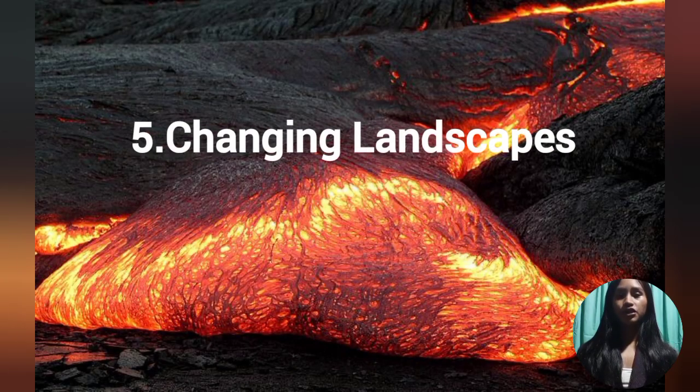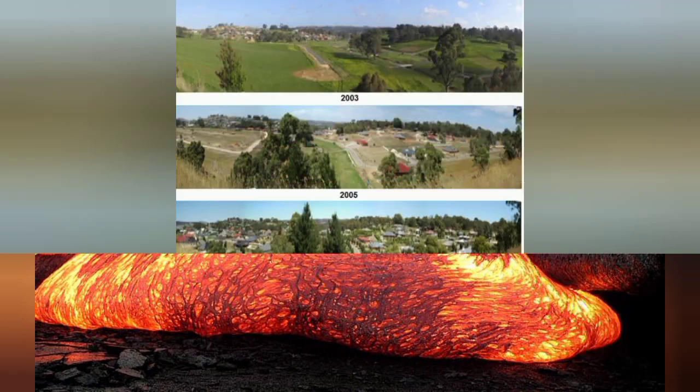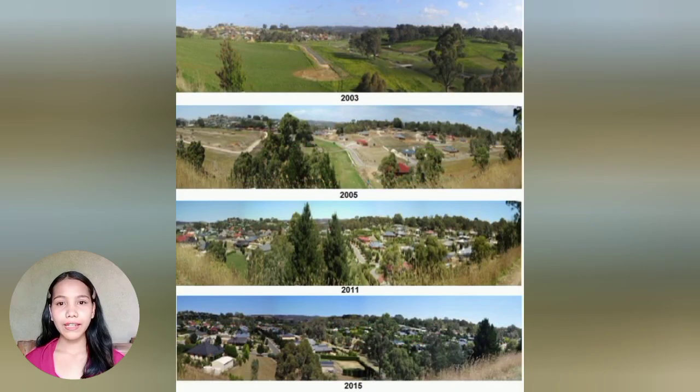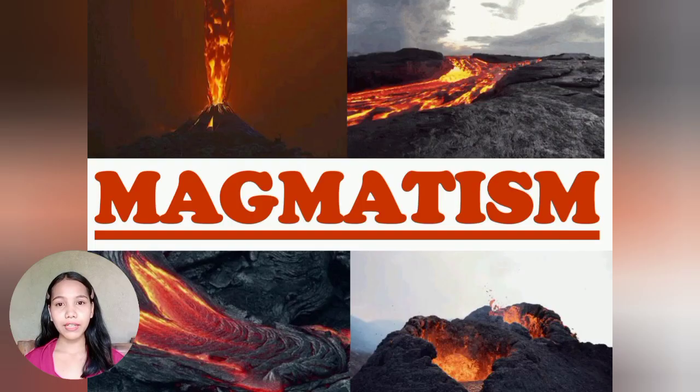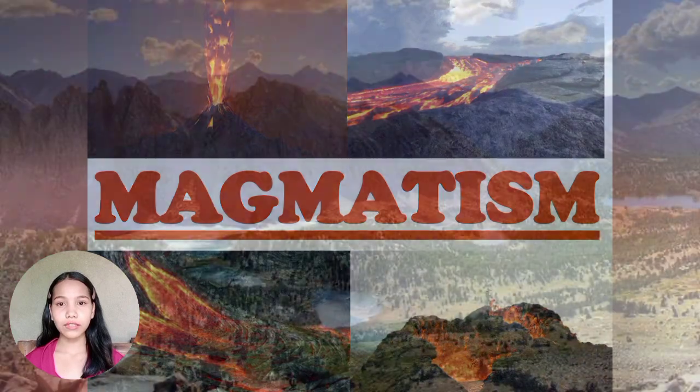And number 5. Changing landscape. Magmatism can dramatically alter landscapes. Volcanic eruptions can create new landforms, such as cinder cones and lava domes, while the intrusion of magma can lead to the formation of features like batholiths and sills. So in essence, magmatism is a fundamental process that drives the continuous reshaping and renewal of Earth's crust, Earth's surface.